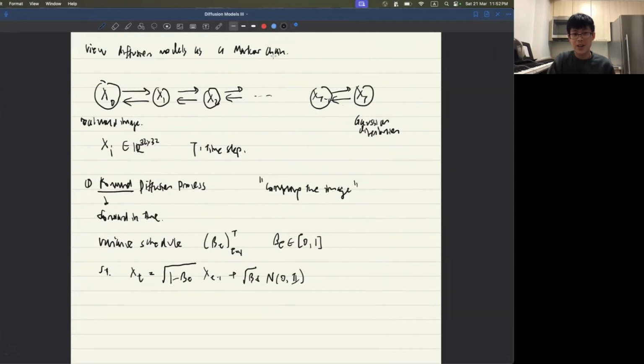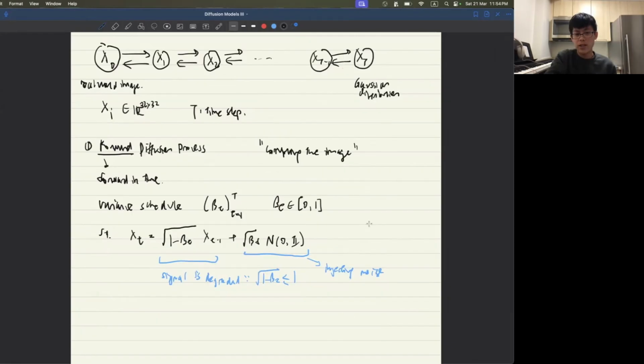Just to make it clear, at the x0 end, we have a proper image. We want to slowly degrade it as time passes. Xt minus 1 is a clearer image. We multiply it by a coefficient that is less than 1. So the signal is really being degraded, since square root of 1 minus beta t is less than or equal to 1, and we are injecting some noise. And this equation really describes one step in the forward diffusion process. And we can just leave it like that.